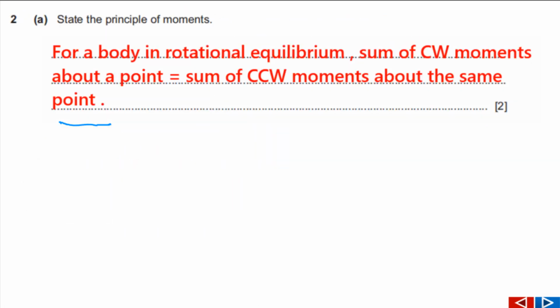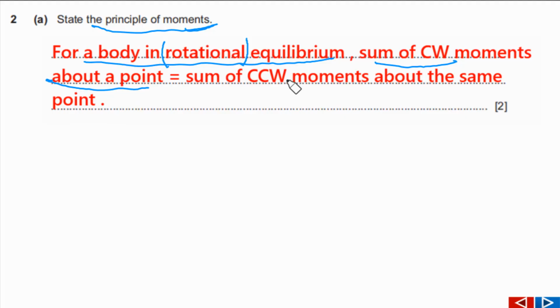Principle of moments. How do we define the principle of moments? Very common question. You need to be able to define the principle of moments. You have to say for a body in rotational equilibrium. If you simply say for a body in equilibrium, that is also acceptable. And you need to say the sum of clockwise moments about a point, very important one. If you simply say the sum of clockwise moments is equal to the sum of counterclockwise moments, that is not a complete answer. So you have to say the sum of clockwise moments about a point is equal to the sum of counterclockwise moments about the same point. You cannot say two different points. Same point is very important.